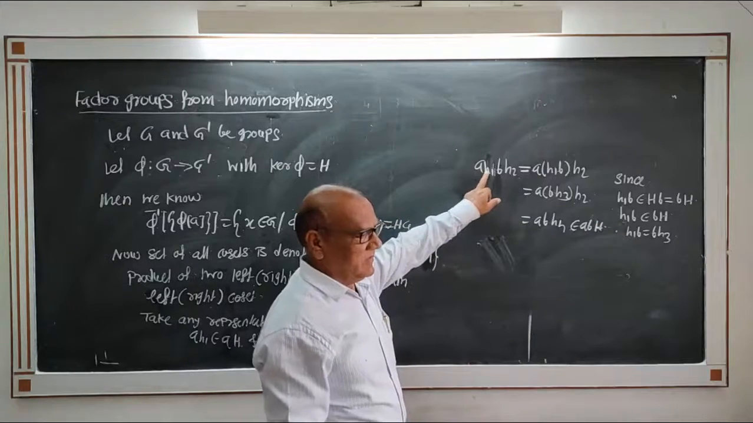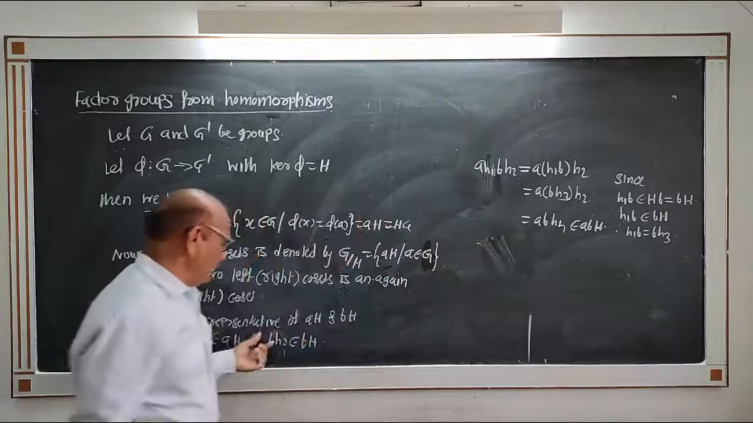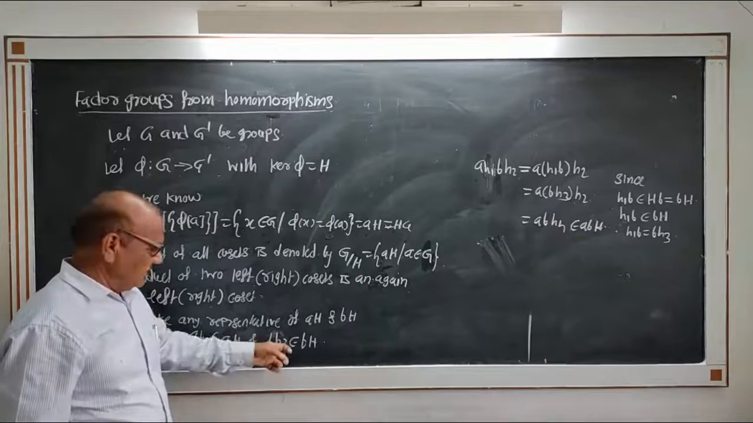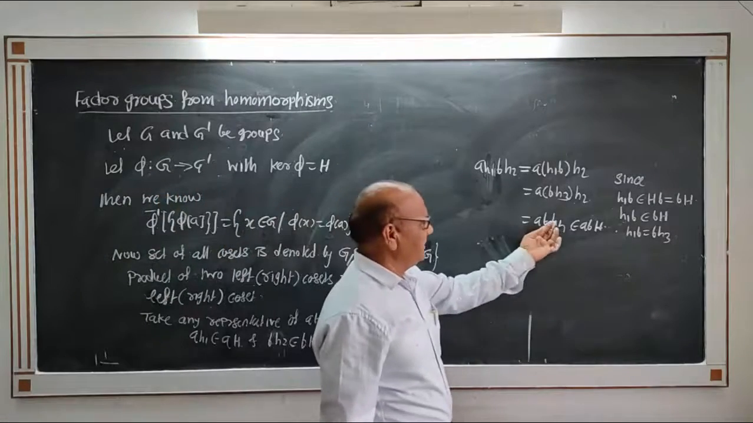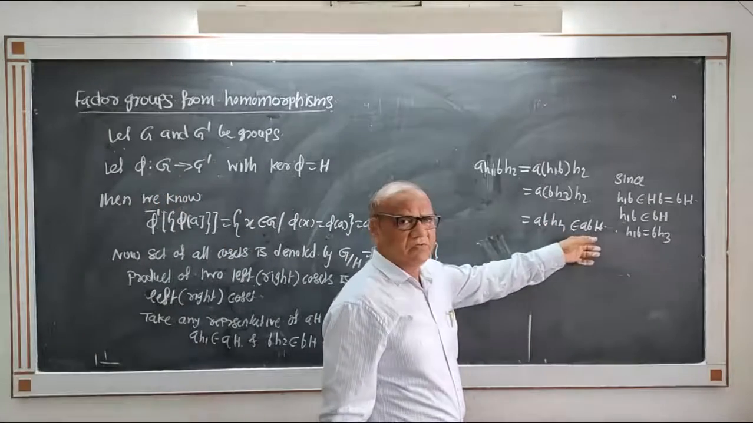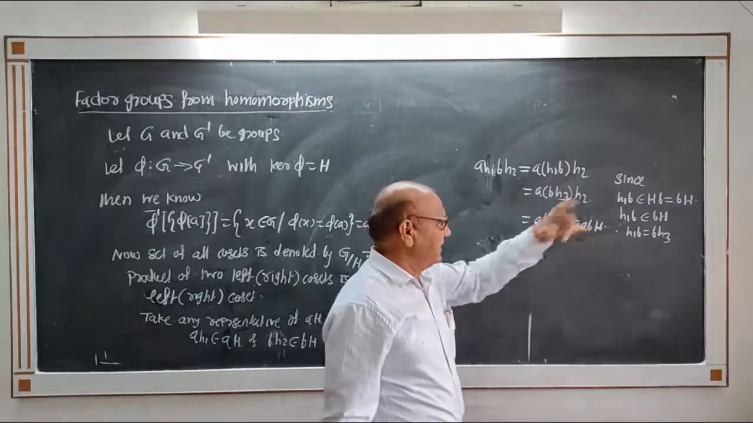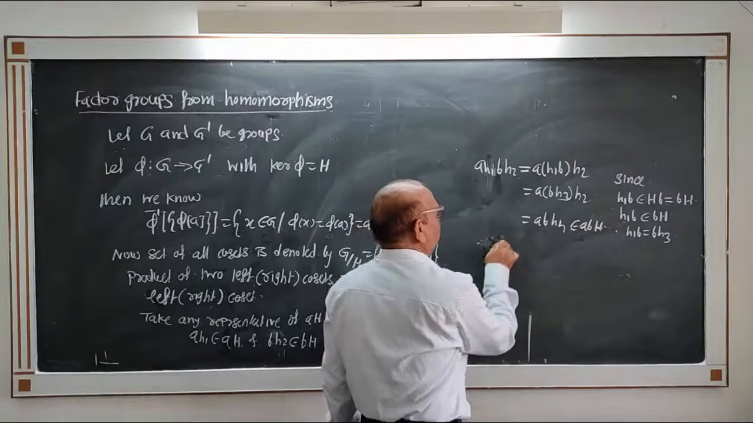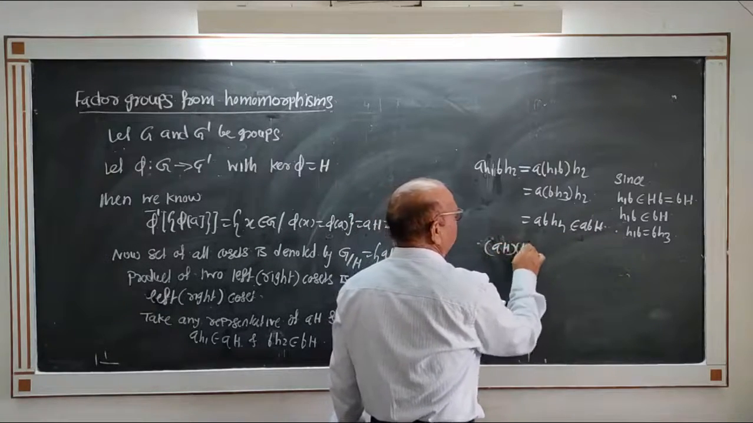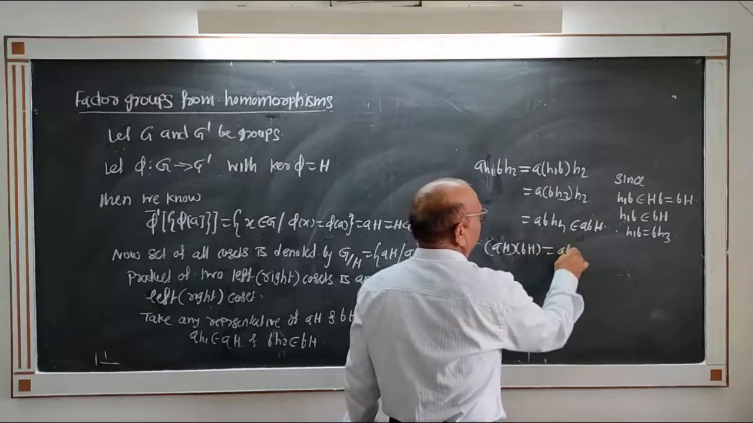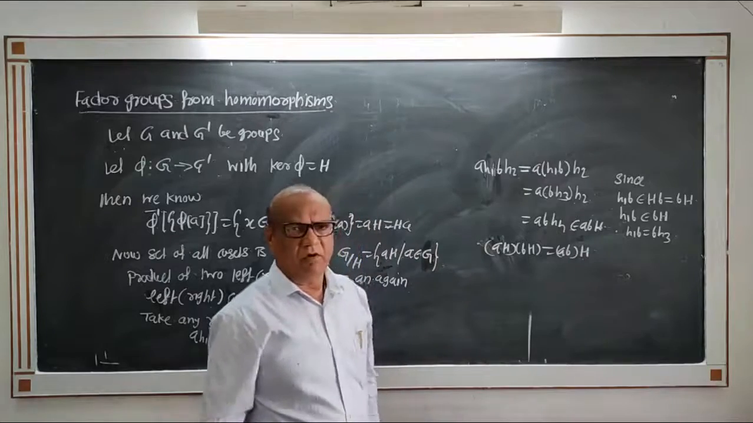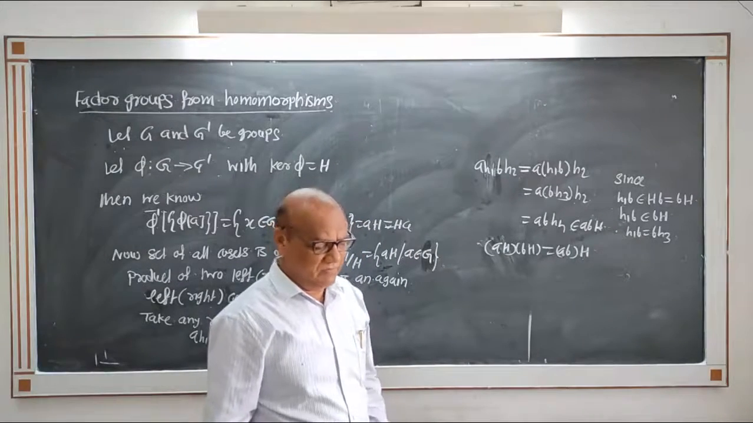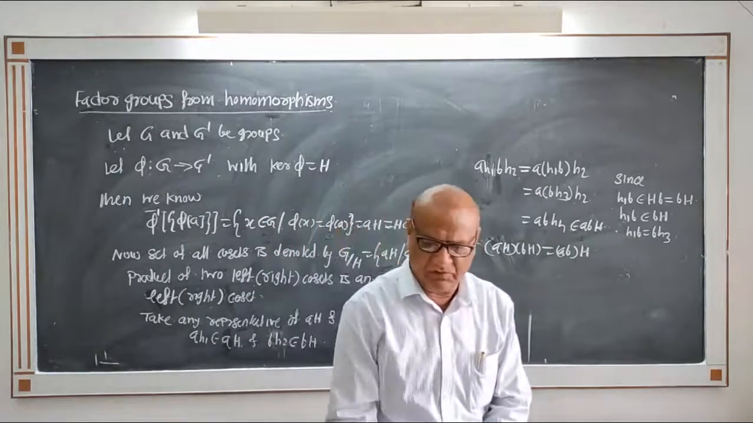That means if we take one representative from this coset and another representative from this coset, the product of these representatives again belongs to this left coset. Therefore aH bH is equal to abH. The product of left cosets is again a left coset.